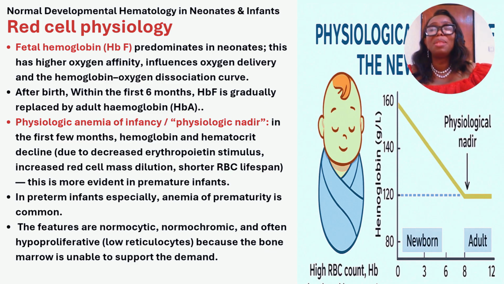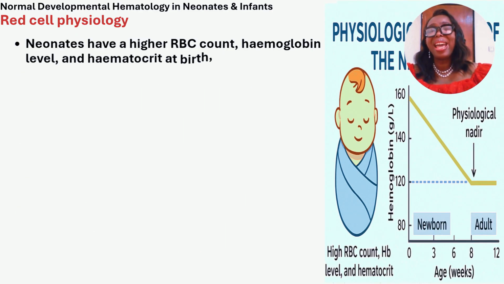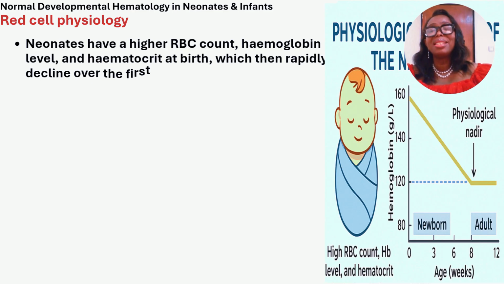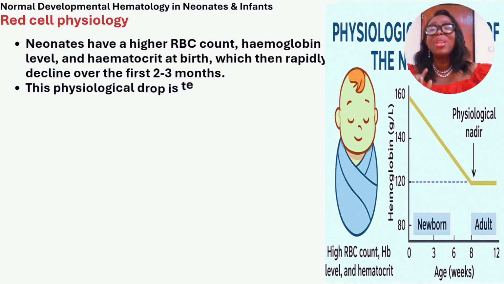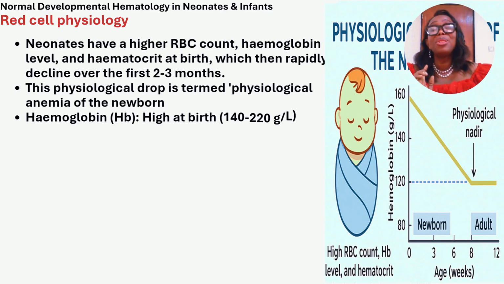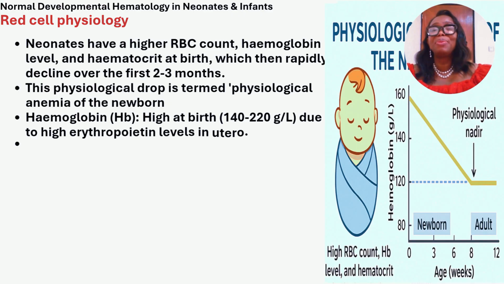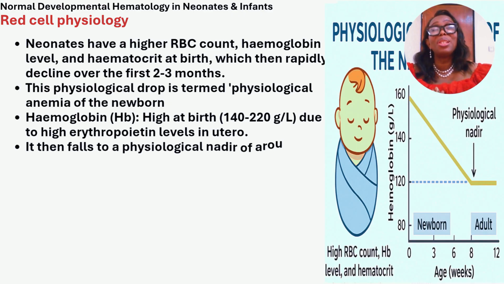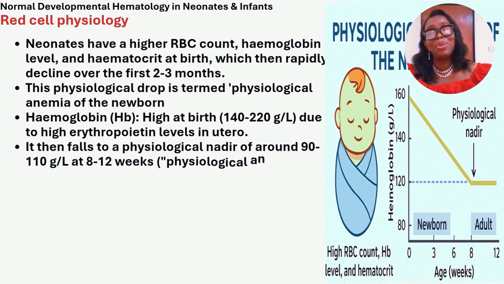In preterm infants, especially, anemia of prematurity is common. The features are normocytic, normochromic, and often hypoproliferative. There is low reticulocyte count because the bone marrow is unable to support the demand. Note that neonates have a high red blood cell count at birth, high hemoglobin level, and also high hematocrit. But these rapidly decline over the first 2-3 months after birth. This physiological drop is what we call physiological anemia of the newborn.